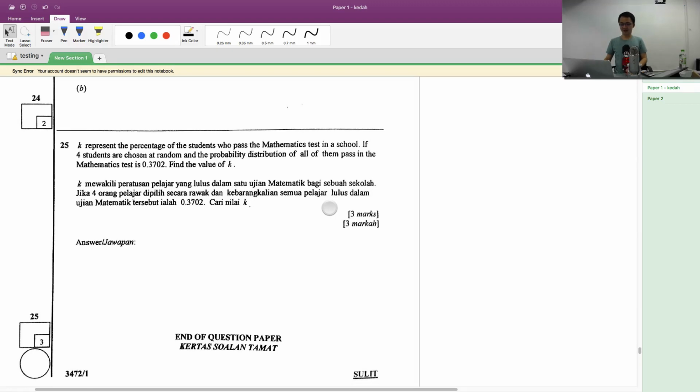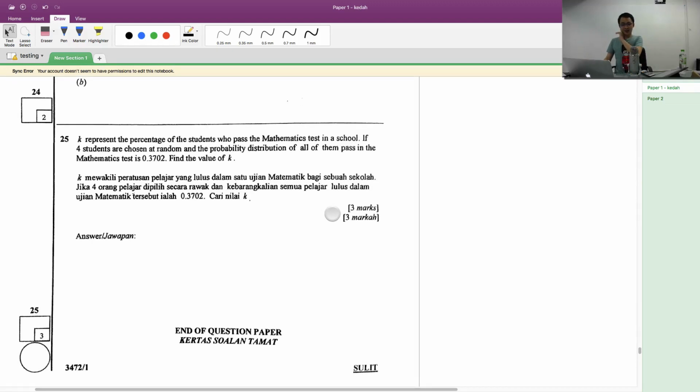Okay, 25. K represents the percentage of the students who passed the mathematics test in the school. So K is a percentage who passed. So K can be 50% or can be 70%. We do not know. This is just what I'm trying to say. It represents the percentage of the students who passed the math test in the school. So in this case, I will say P equals K and Q equals 1 minus K.